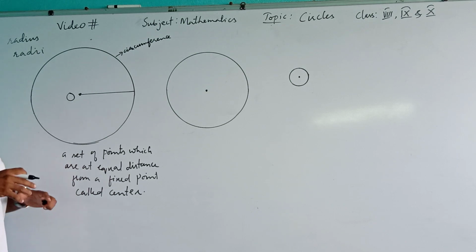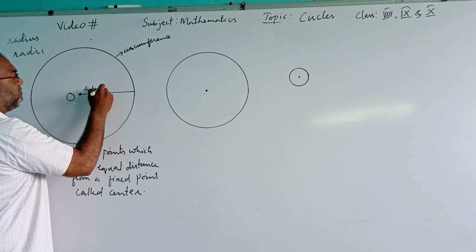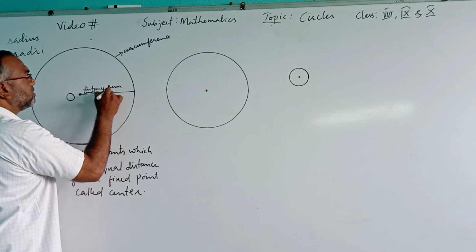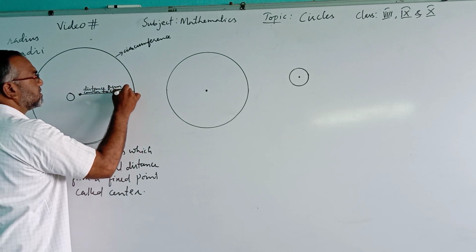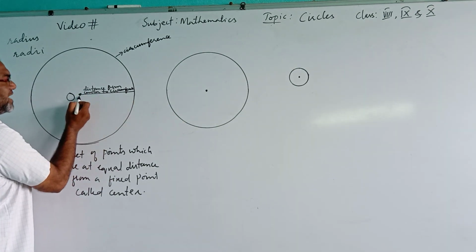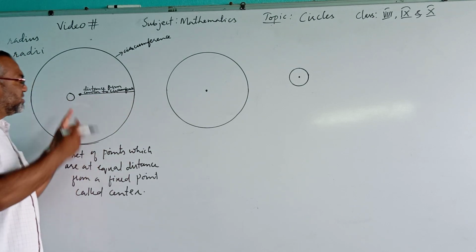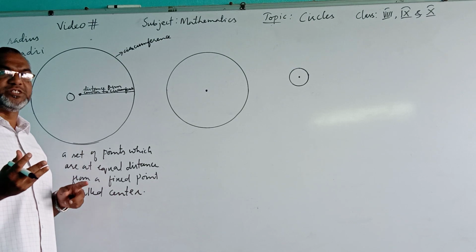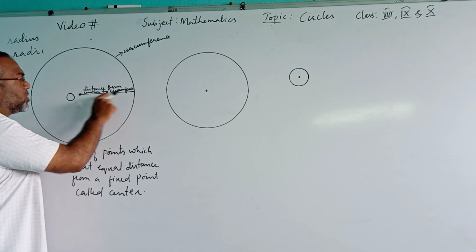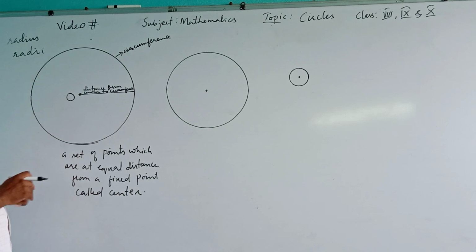So if anyone asks you what is the definition of radius, radius is distance from center to circumference. This distance, that may be 2 centimeter, or that may be 3 centimeter, or that may be 10 centimeter, or that may be 1 kilometer, right? So the distance from center to the circumference, this distance is called radius, and the plural is radii.